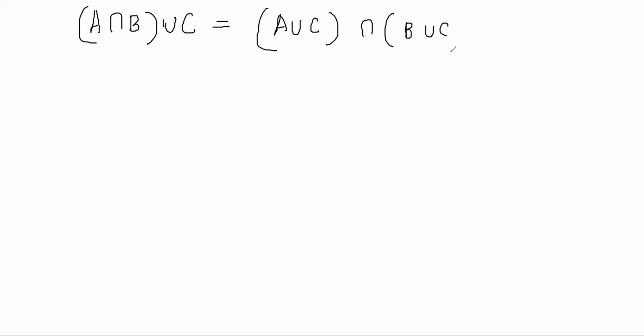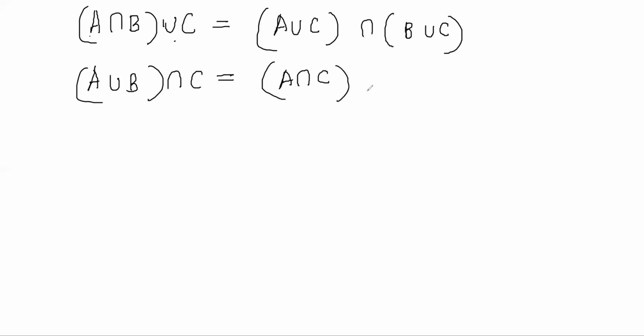See the same pattern. This was A intersection B, whole union with C. You are doing A union C and intersection with B union C. The earlier formula that I wrote was this. See, this will be A intersection C union with B intersection C. These are De Morgan's laws.